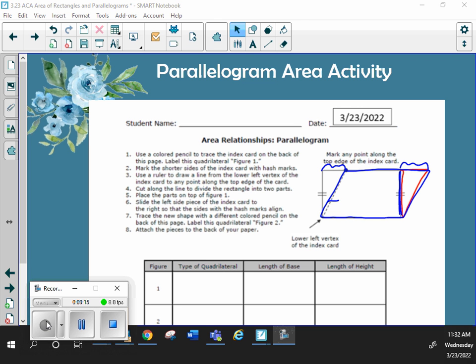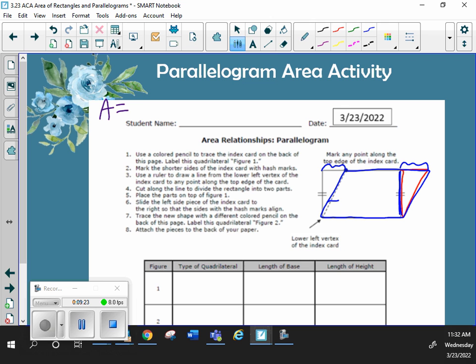Right now that's a lot of different letters, and those are different letters than what y'all saw in elementary school. Because in elementary school, y'all learned A is equal to L times W, correct? And what did those letters mean in elementary school? A stands for area, L and W, length times width. But that's not what it says on my paper. What it says on my paper is A is equal to BH.